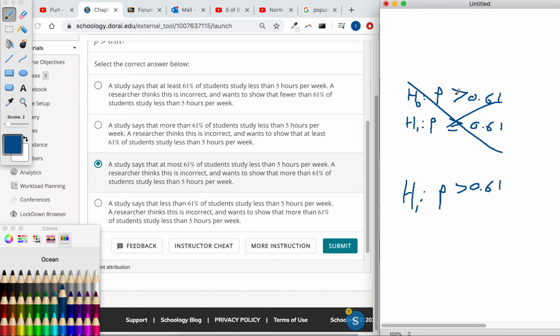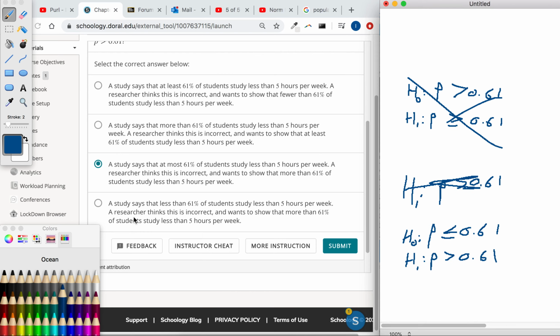And I guess the difference between these two, the third one says the null hypothesis is that at most means P is less than or equal to 0.61. And then the alternative that the researcher is trying to test is that it's more than 61%. P is greater than 0.61. So that looks good. Let me write this other one as a hypothesis.